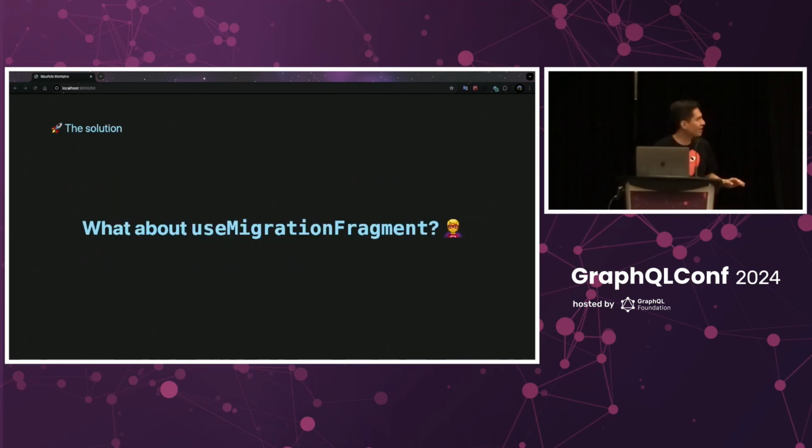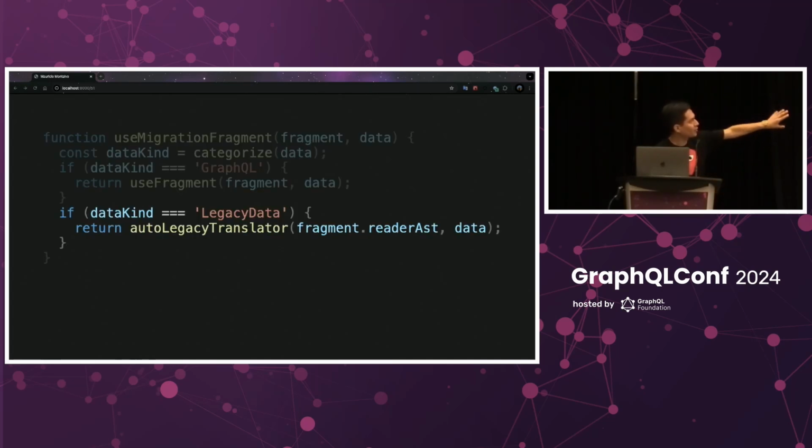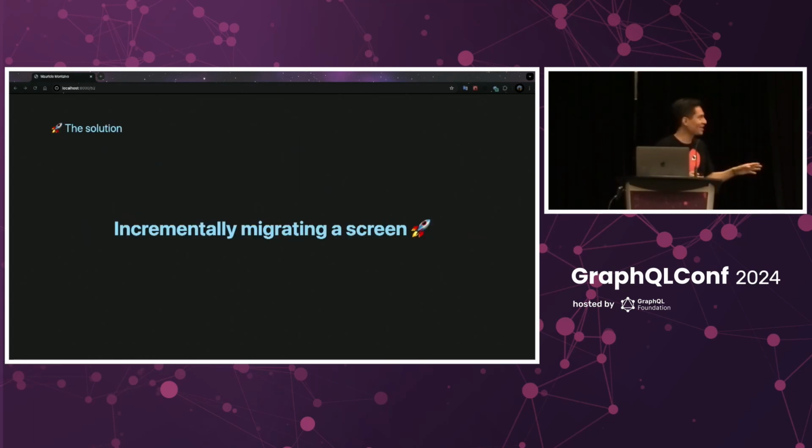So now we can modify the useMigrationFragment to handle one new kind of input. So additionally to supporting the GraphQL flow, we can now support the legacy data. This legacy data is just the same REST information we were sending, but adding some properties so we can identify that properly. And in this case, we're going to send that to the auto legacy translator, and the same hook is going to return a GraphQL shaped object containing the properties that the fragment specifies. So with this, we can finally start migrating the screen to prepare the ground for the upcoming GraphQL data consumption.